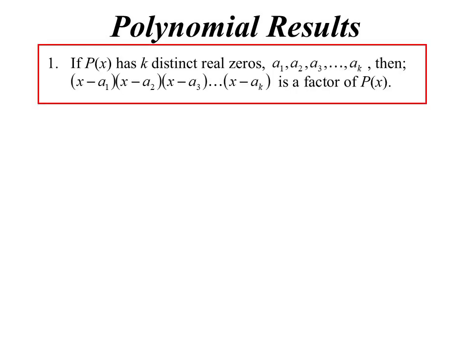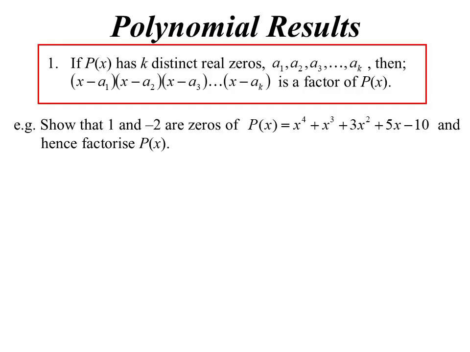Just a couple of results to look at. The first one is this: if we know a polynomial has k distinct zeros, then we can conclude that this must be a factor. We said x minus a1 is a factor, but then we're also going to say x minus a2 is a factor and x minus a3 is a factor. Well, therefore, all those things multiplied together must also be a factor, is what we're saying there.